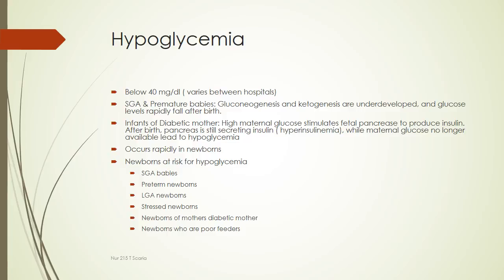Newborns at risk for hypoglycemia are SGA babies, preterm babies, large for gestational age newborns, stressed newborns, newborns of diabetic mothers, and newborns who are poor feeders.